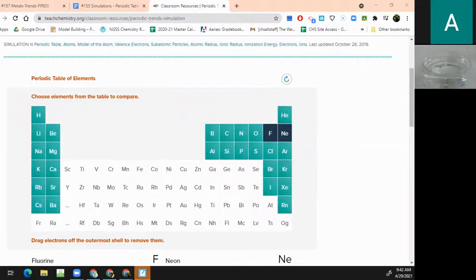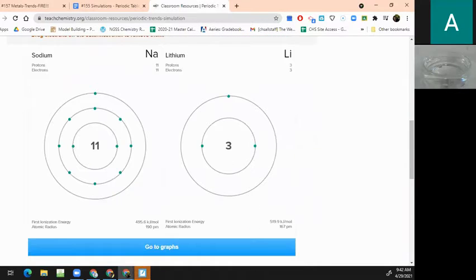All right, lithium. We're going to look at lithium first, and then we're going to do sodium. Lithium is right here. It's got one valence electron. And ionization energy, if you didn't see, is pretty low. It pretty easily removes or lets go of an electron.